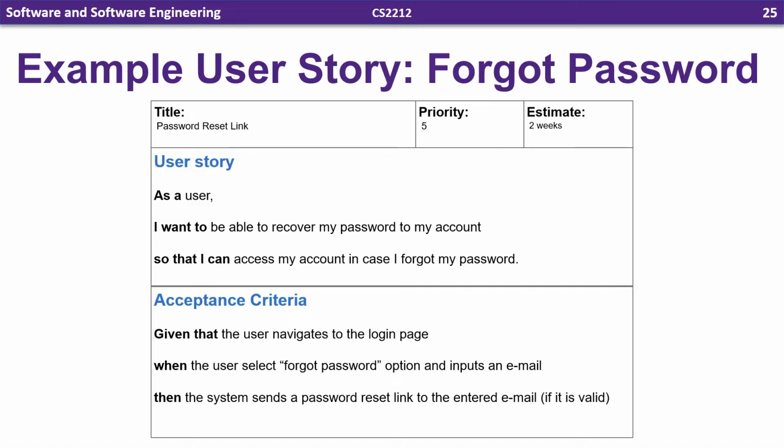The priority and estimate in this case are just made up because it's just an example. But what would happen is the stakeholder would be assigning priorities to each of these user stories based on how much value or how badly they need them in the system. And the developers would be putting in that estimate for how many weeks they think it would take to actually implement that user story.